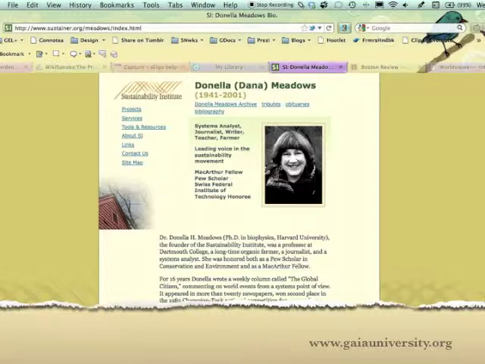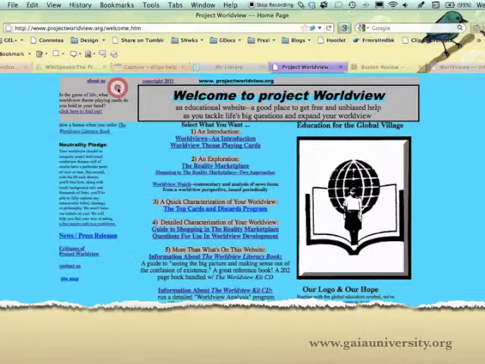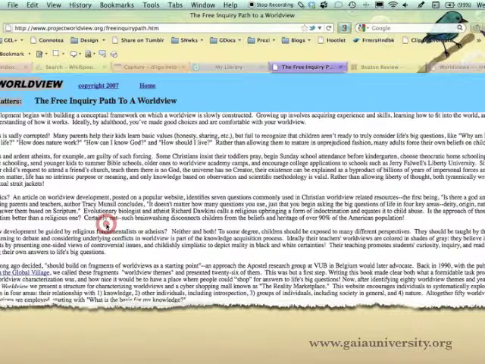Okay, so let's just go back to the Project Worldview page and go home and have a look to see whether there's anything else that we might like to look at on there. Here's another place to go and have a look at. This little line here that says a free inquiry path to worldview contains some useful information. We'll just go there and have a look.